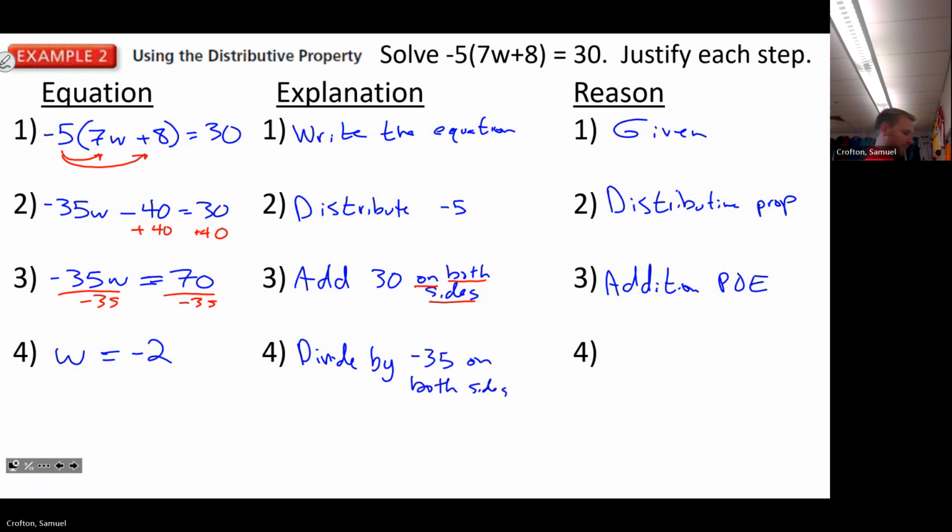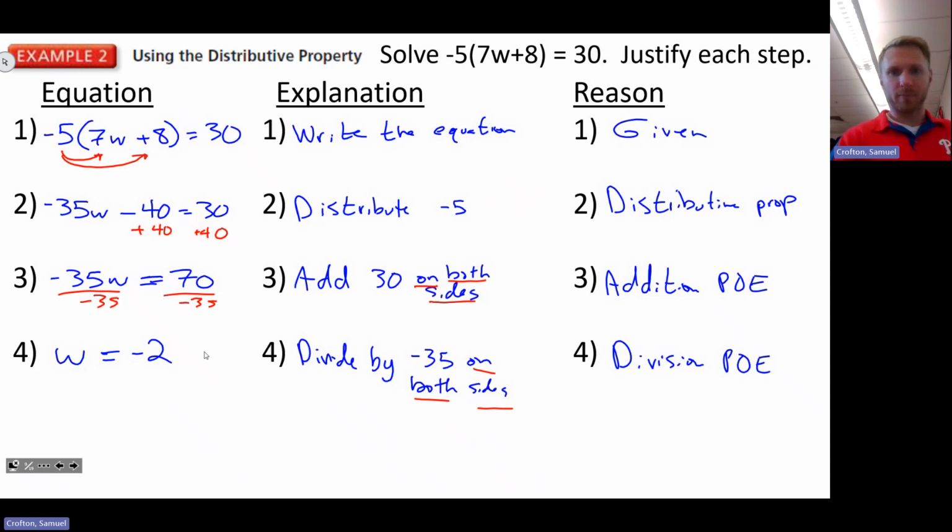And it's on both sides. That is the division property of equality. Two down. Looking good.